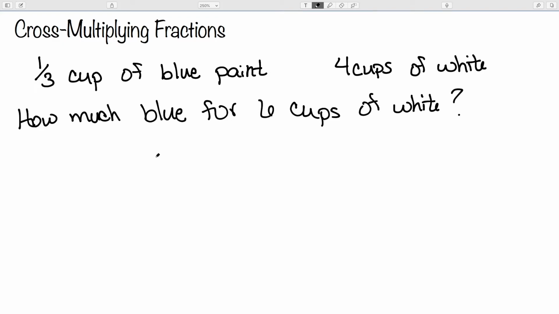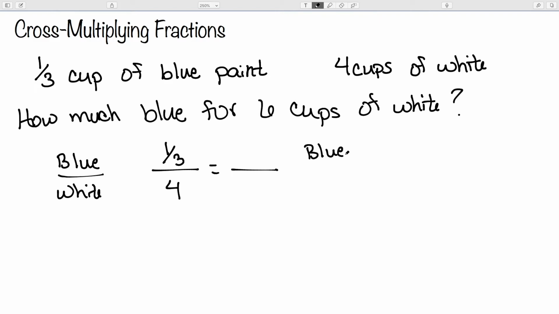Well, the common way to solve this is to set up a fraction. We have 1/3 of a cup of blue paint, 4 cups of white. So this fraction over here is blue over white. We set that equal to a fraction of the amount of blue over the amount of white. Well, there are 6 cups of white, and we don't know how many cups of blue, so I'm going to use a B to signify that.